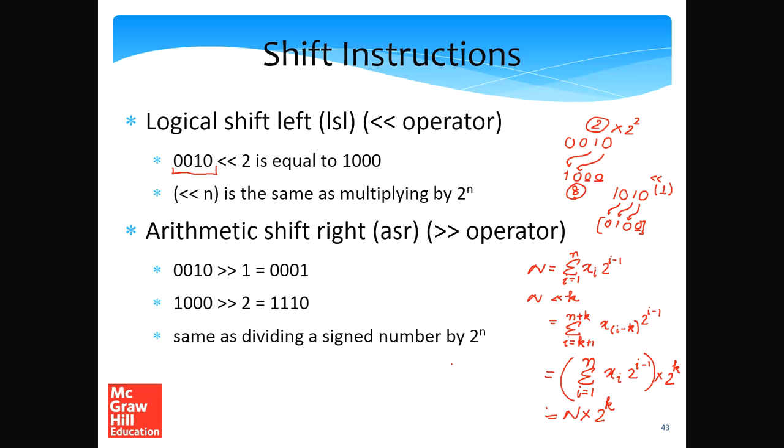So let me consider one more example. Consider 0, 0, 1, 1. We then left shifted by 1 position. So this becomes 0, 1, 1, 0. In decimal, this number is 3 and this number is 6. So this is equivalent to multiplying 3 with 2 to the power 1. So we get 6. Alright.